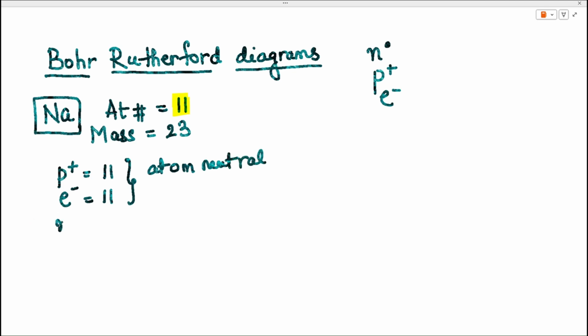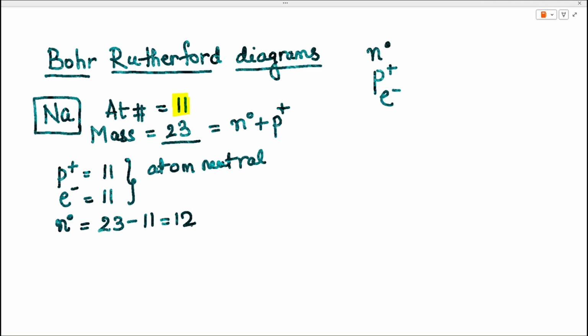Now, to calculate the number of neutrons, we know that the mass number is equal to the number of neutrons plus the number of protons. So the neutrons can be calculated by taking the mass number, which is 23, and subtracting the number of protons from it, which is 11. And so the number of neutrons here is 12.